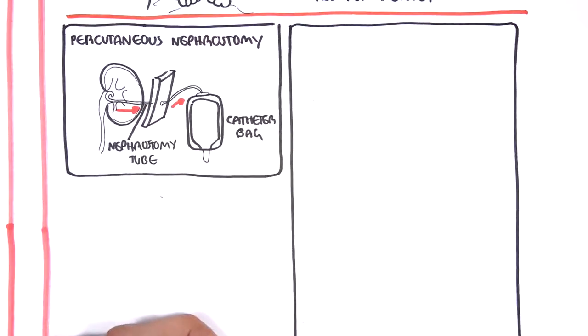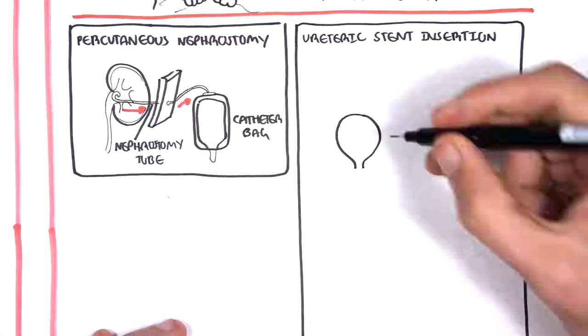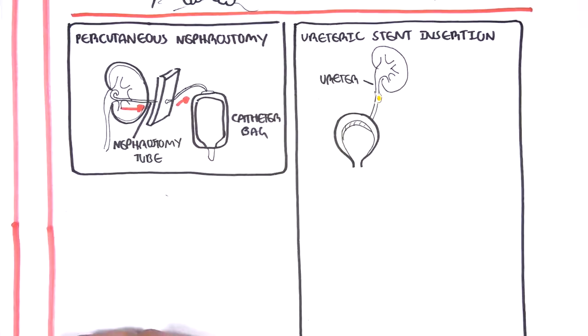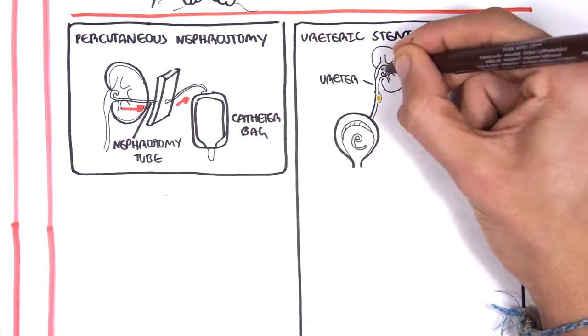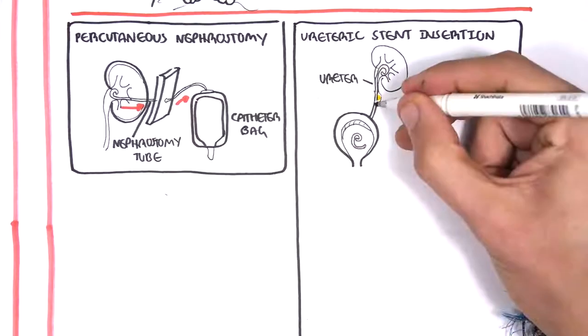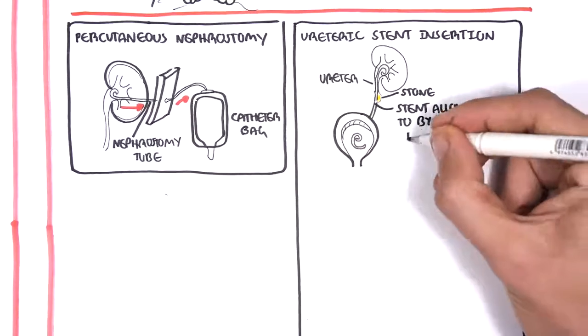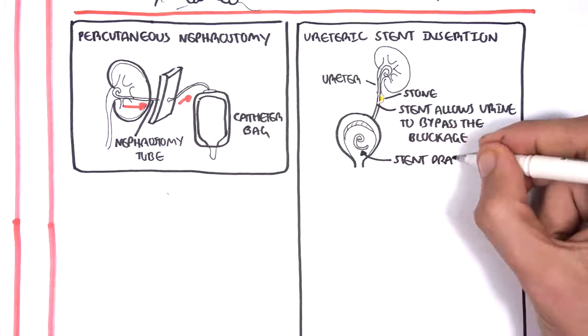In terms of removal of the kidney stone, there is ureteric stent insertion. Here is the ureter, and let us say the stone is lodged within the ureter. Well, a stent, a rod can be fed up through the urethra, through the bladder, and up the ureter to the site of obstruction. And the stent can be placed there. The stent will allow drainage of the urine, essentially bypassing the blockage. The urine can then just drain straight into the bladder.